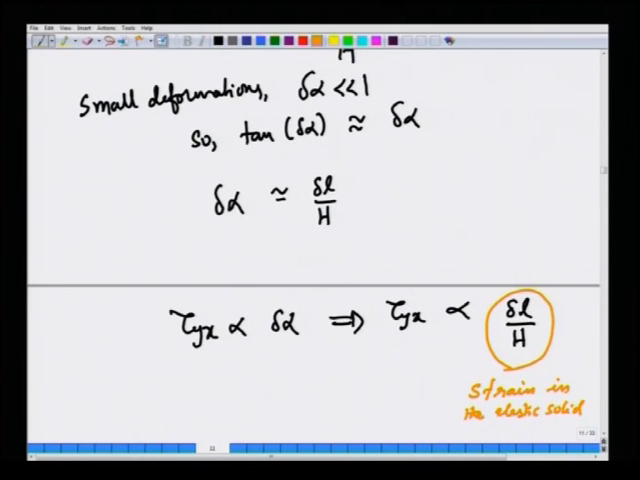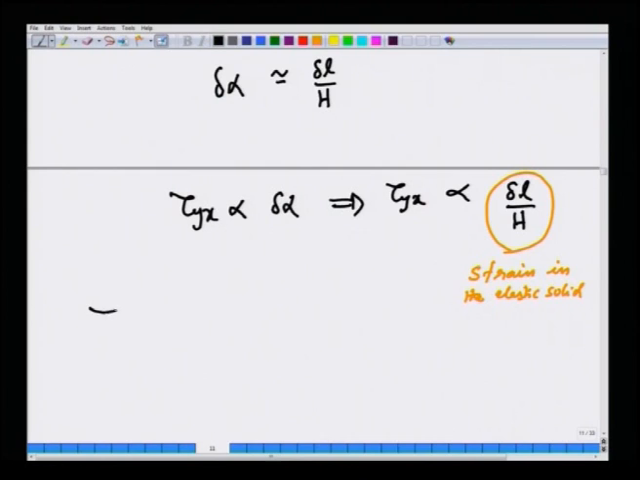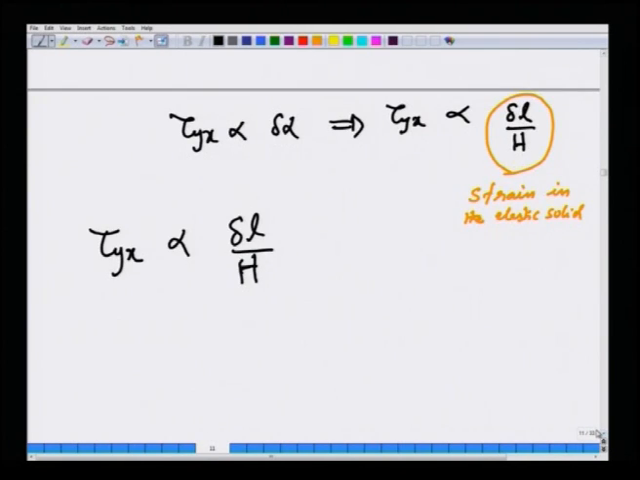Delta L has dimensions of length, h has dimensions of length. If I divide the two, it will be a non-dimensional quantity. So, tau y x is directly proportional to the strain. The stress is directly proportional to the strain in the elastic solid. Okay. Now, the constant of proportionality.